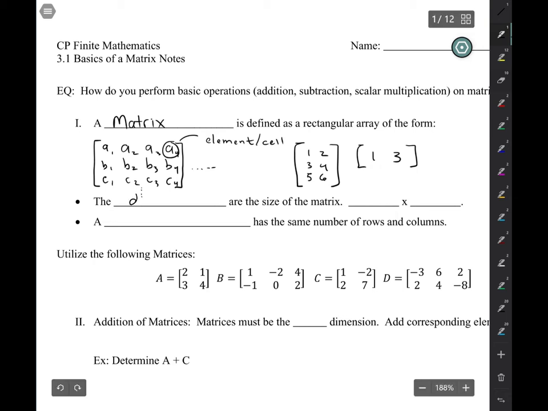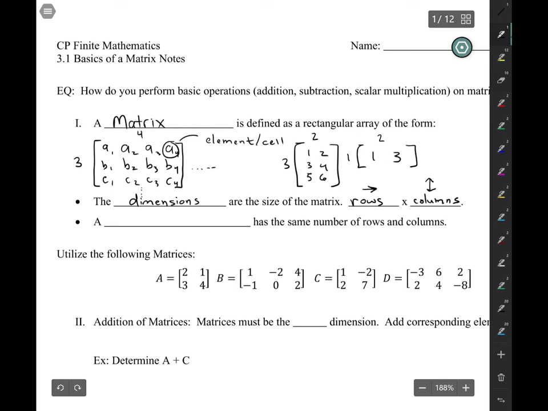So the dimensions, it is important to know what dimensions we're looking at of a matrix. The dimensions are the size of the matrix, and it's always rows by columns, okay? So this first matrix with the A's and B's, there are 3 rows. Rows go across, and columns go up and down, okay? So this would be a 3 by 4 matrix. The second one, this would just simply be a 3 by 2, and this would be a 1 by 2 matrix.